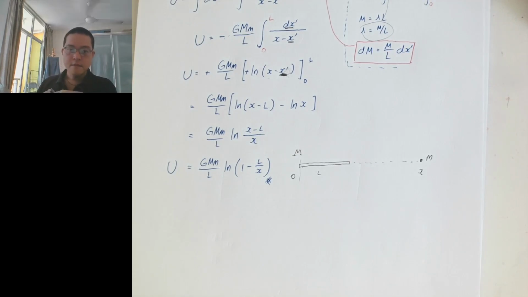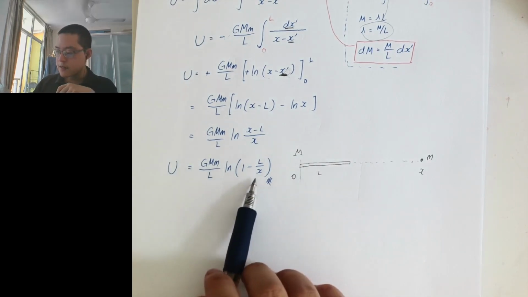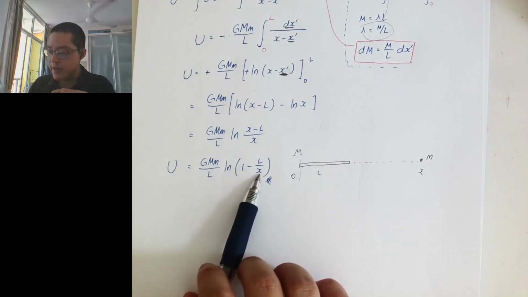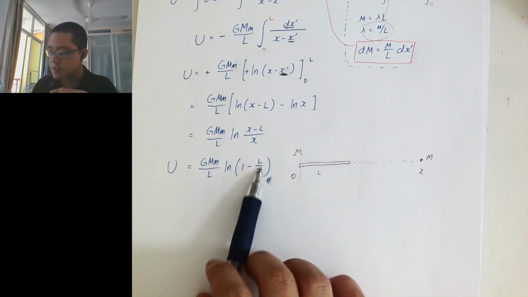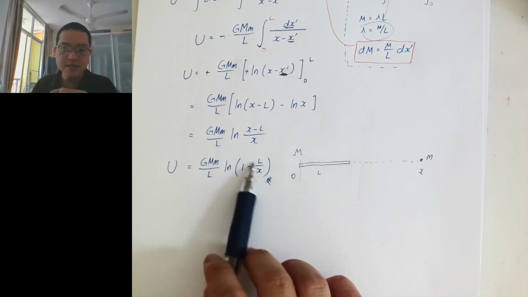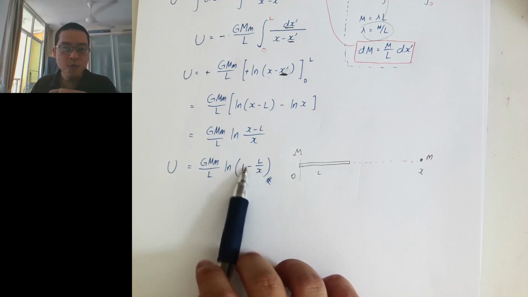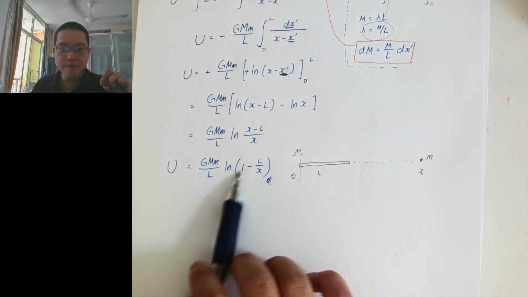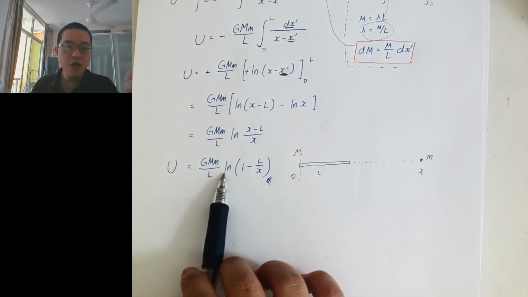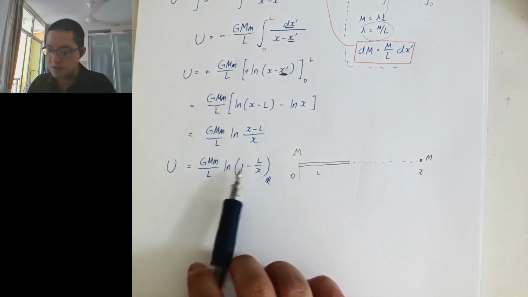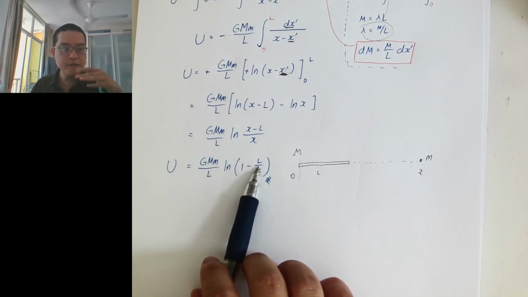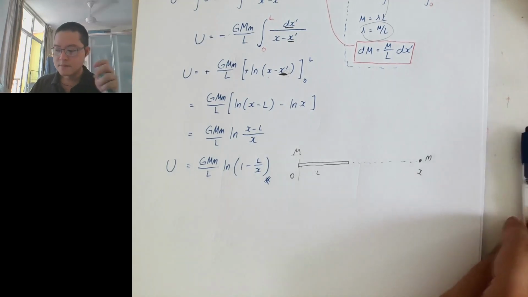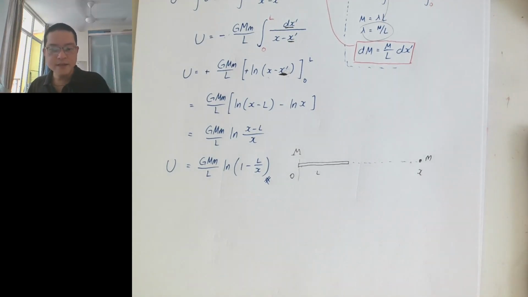Let us see whether this is a positive or negative number. Let us check the x. x is larger than L, so L over x is a positive number that is smaller than 1. 1 minus something that is smaller than 1 is a positive number less than 1, so it's like 0 point something. The logarithm of 0 point something will give you a negative term. So it's a negative potential, still negative potential energy.